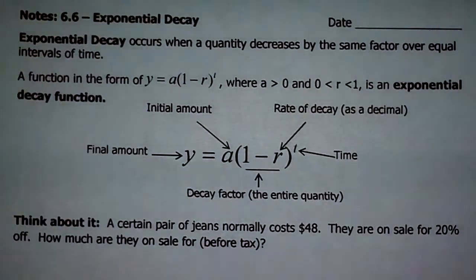We've talked about exponential functions in general, exponential growth, and now decay. What is exponential decay? Well, it occurs when a quantity decreases by the same factor over equal intervals of time. So growth is when it's increasing by the same factor, and decay is when it's decreasing by the same factor. We've actually seen some examples already of decay, we just didn't classify it as that yet.